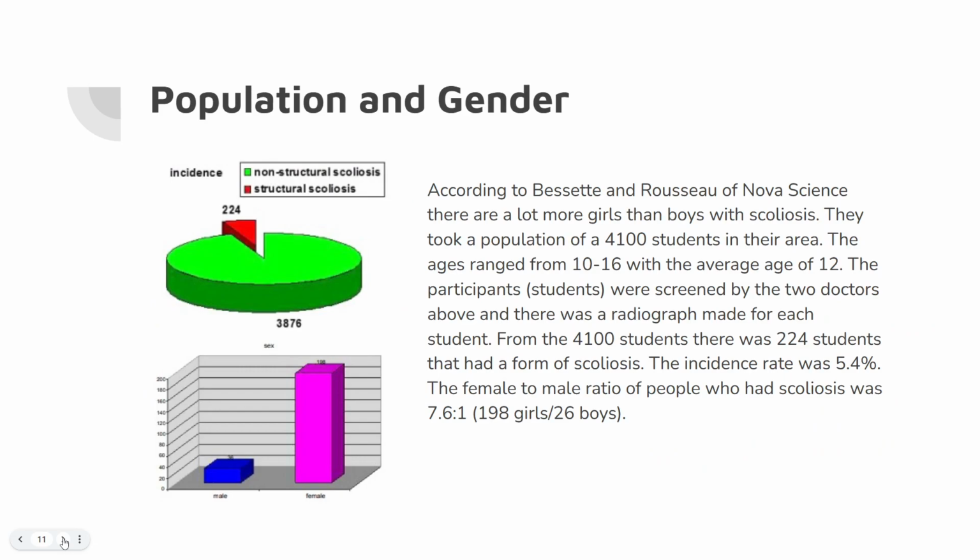And population and gender. According to Bisset and Rousseau of Nova Science, there are a lot more girls than boys with scoliosis. They took a population of 4,100 students in the area. Their ages range from 10 to 16 with an average age of 12. The students were screened by the two doctors above, and there was a radiograph made for each student. From the 4,100 students, there were 224 that had a form of scoliosis, and the incidence rate was 5.4%. The female to male ratio of the students who had scoliosis was 7.6 to 1.